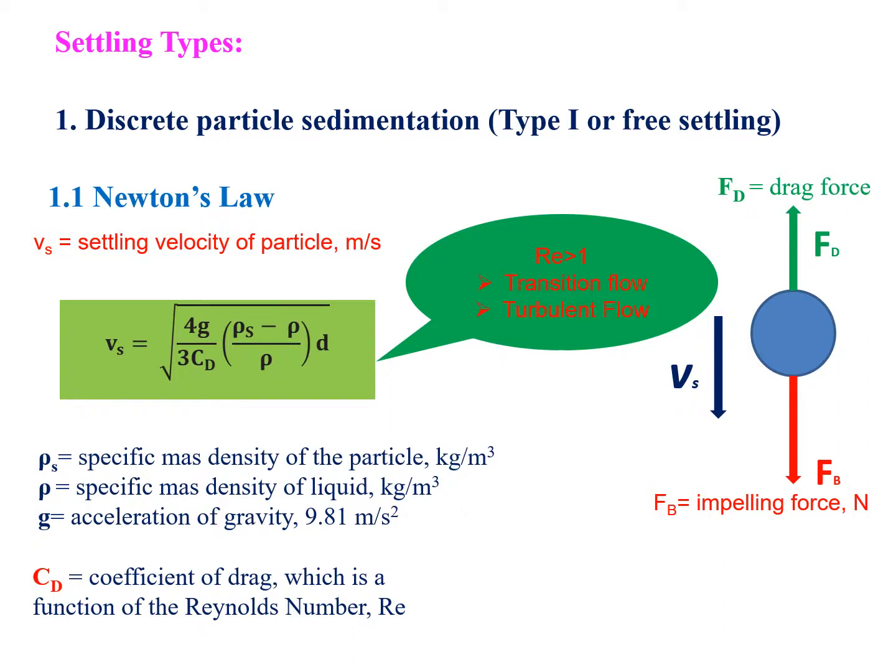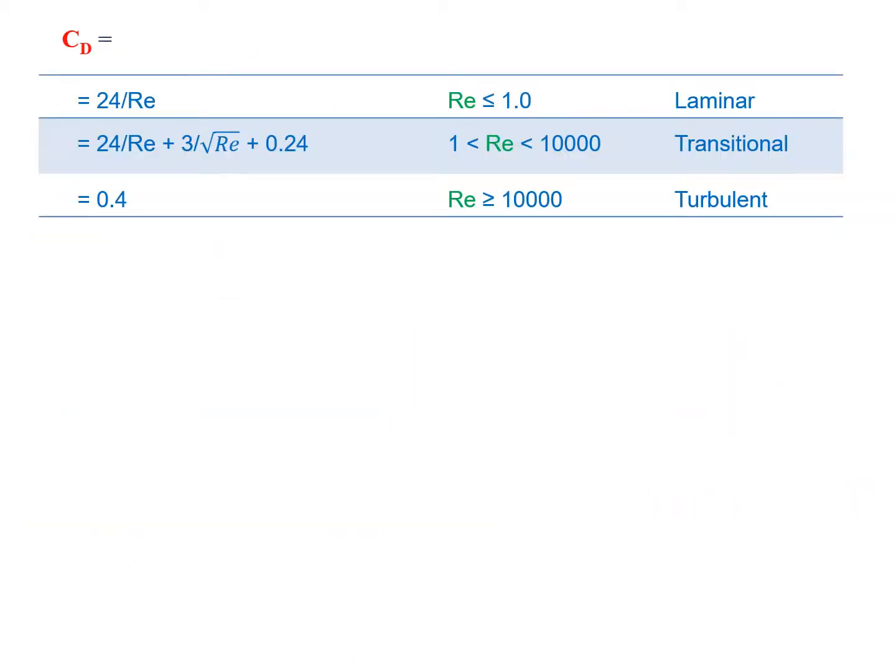And CD is the coefficient of drag, which is a function of Reynolds number. So we have to define what is Reynolds number. We did so in fluid mechanics. Again, we'll go and see how we can classify CD.